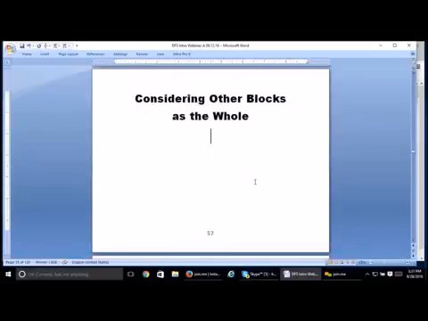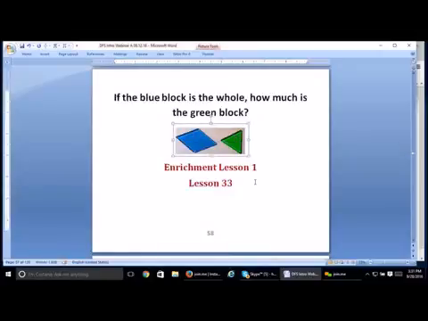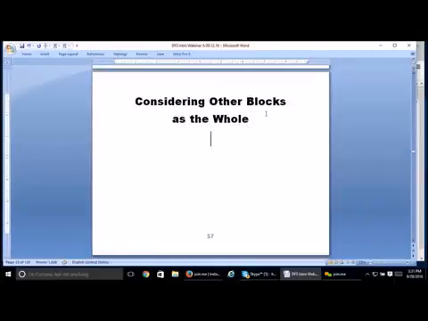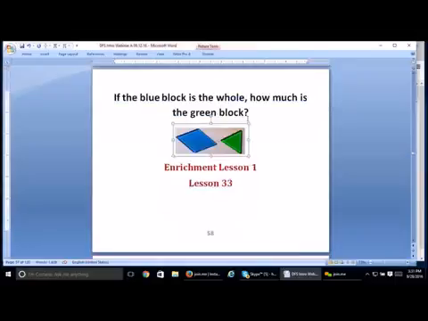Now, the red booklet has 5 enrichment lessons, and it's a very good idea to give one of those enrichment lessons after every 7 lessons of the red booklet. It serves as a nice reward motivator. They like the enrichment lessons because they go into more advanced concepts. For example, enrichment lesson 1 talks about other blocks as the whole. So, for example, if the blue block is the whole, how much is the green block? Please text chat your response.